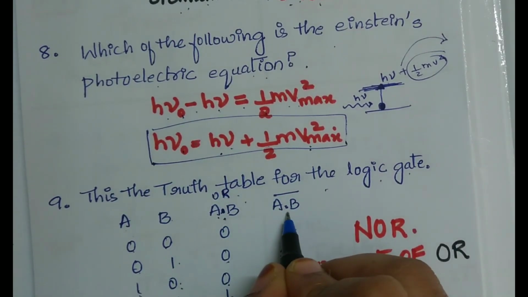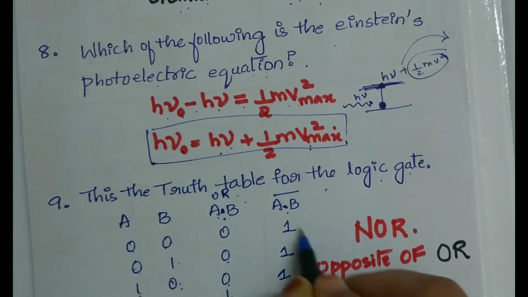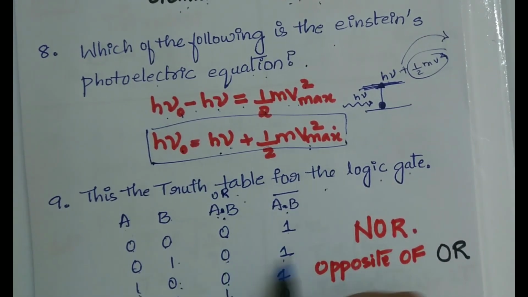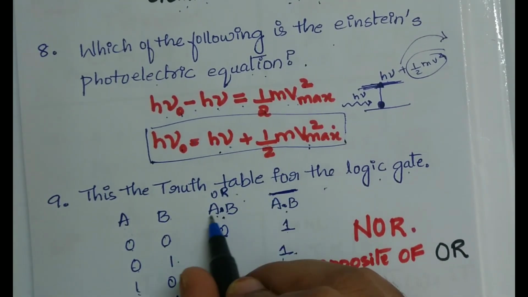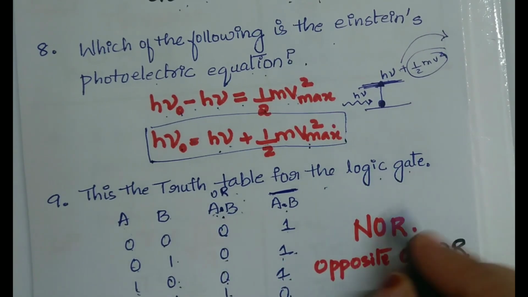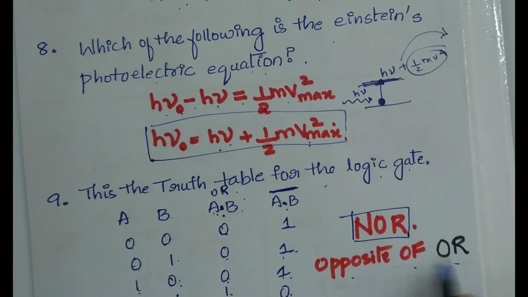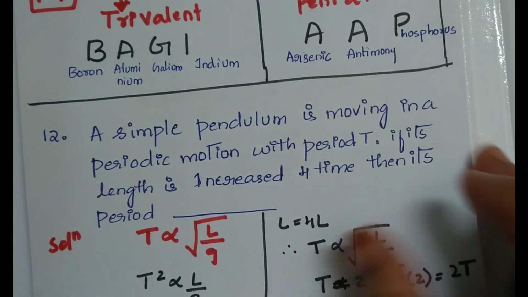So in the question they have given A dot B. This was the answer, 1, 1, 1, 0. So you can see this is the opposite of OR. In place of 0 we have 1. So this was opposite. Therefore we can say bar of A dot B. Bar of A dot B is nothing but NOR. You can remember, opposite of OR is NOR.